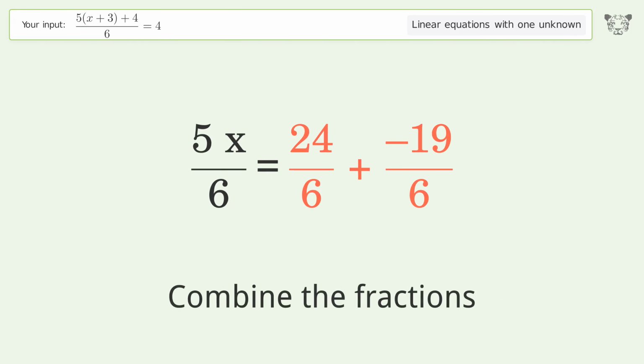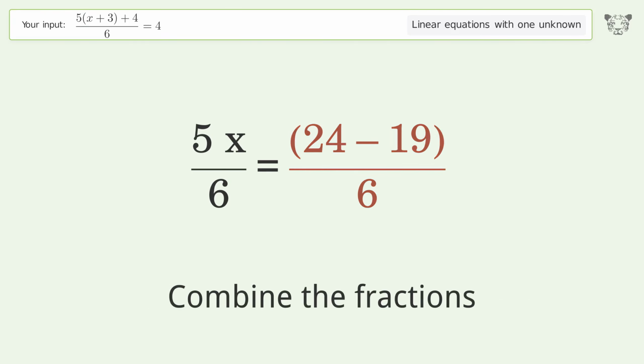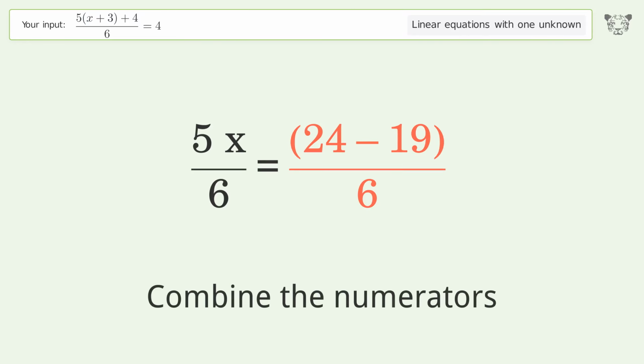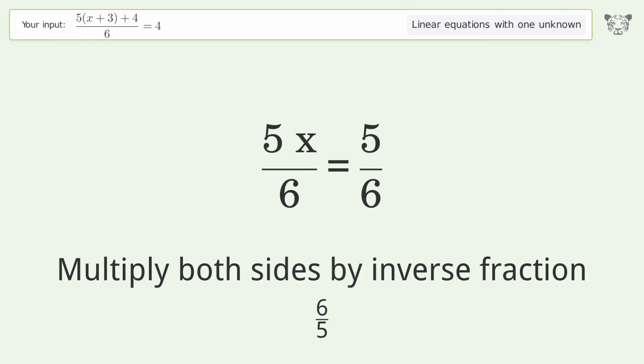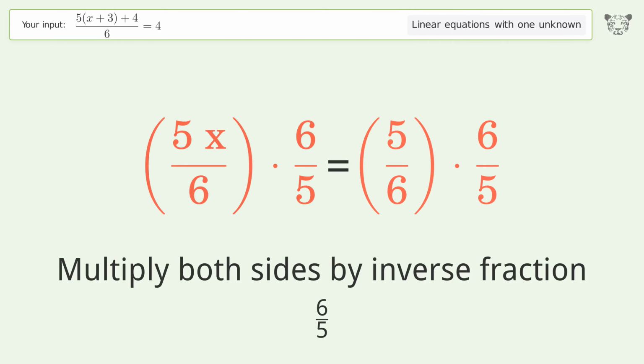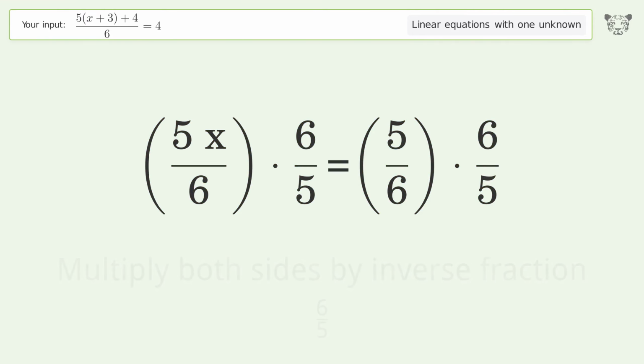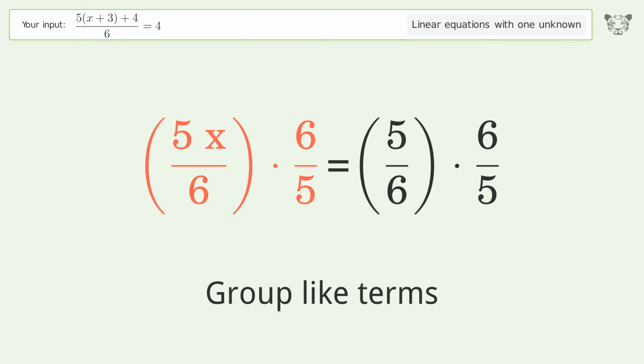Combine the fractions. Combine the numerators. Isolate the x. Multiply both sides by inverse fraction 6/5. Group like terms.